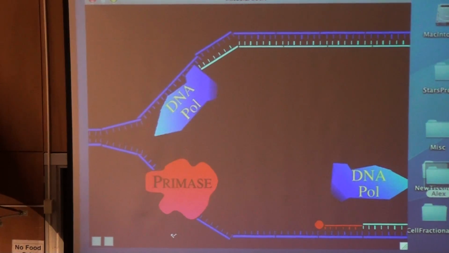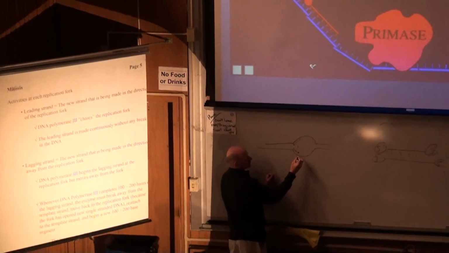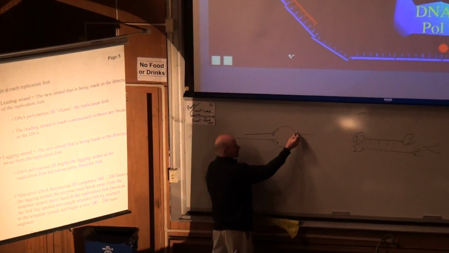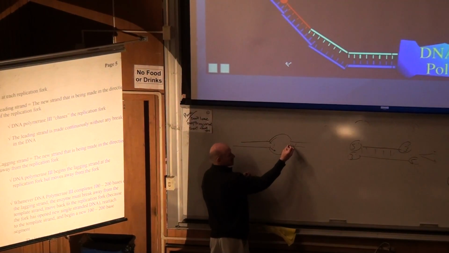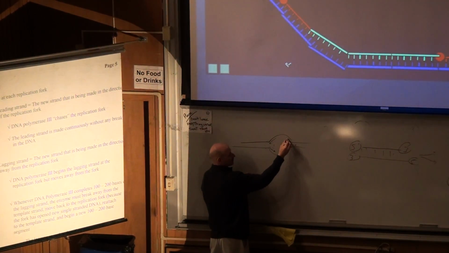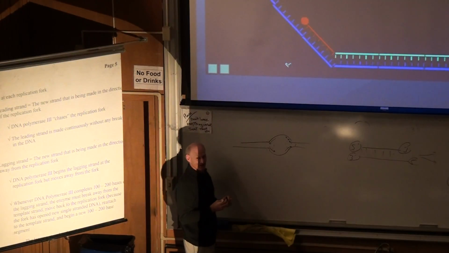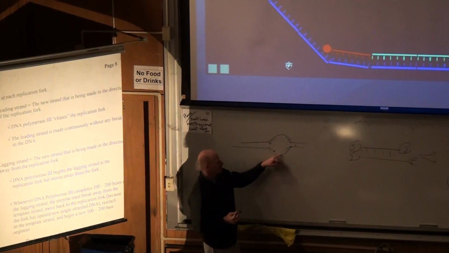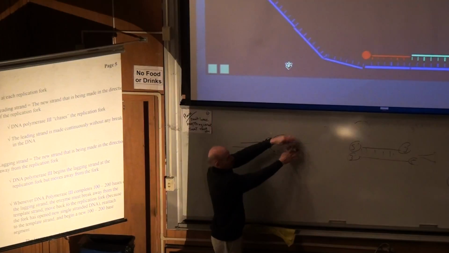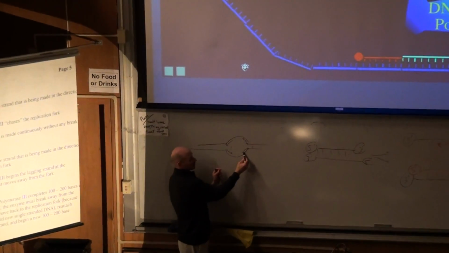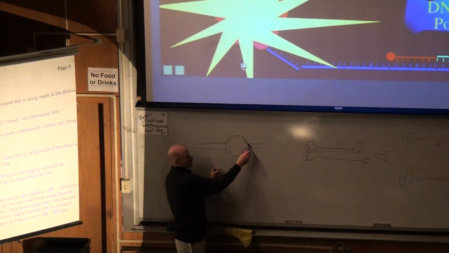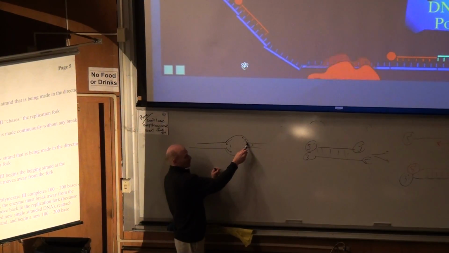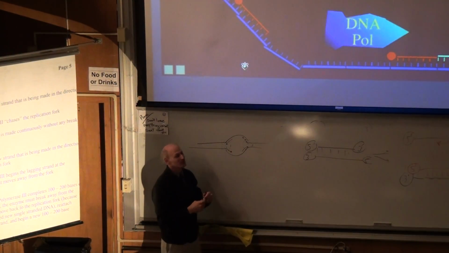That one's being made in that direction, that one's being made in this direction. But the same thing is happening at this replication fork. If you think about it, this one's being made continuously, and this one's being made in short fragments at that fork. Because in this direction, as this fork opens up, the DNA polymerase III enzyme can chase the replication fork so it doesn't have to detach. But this is the one that's running away from the replication fork, so it has to keep going back.